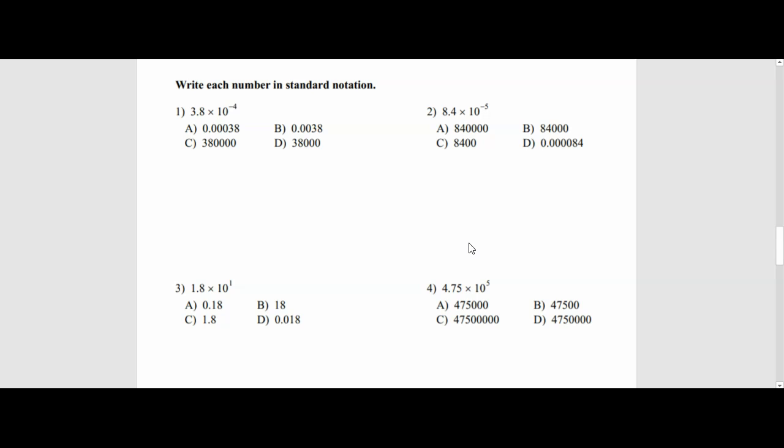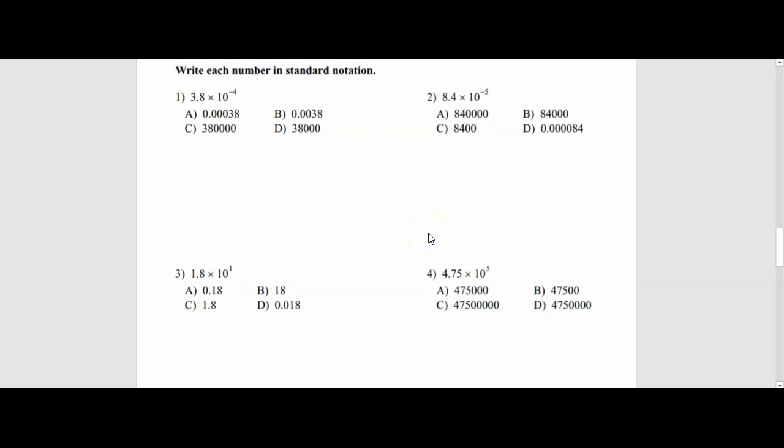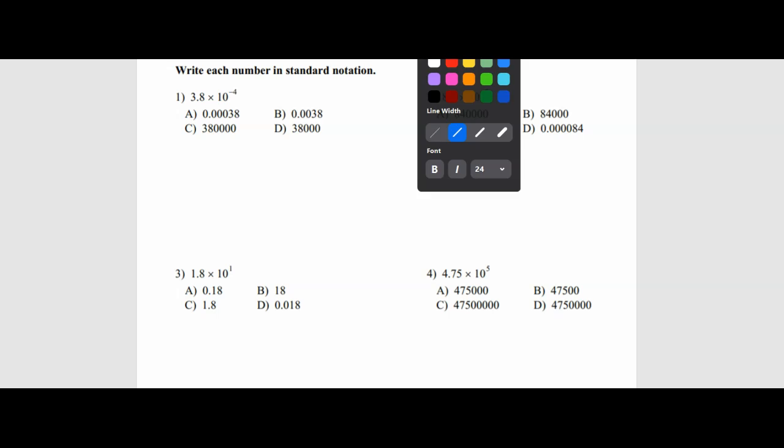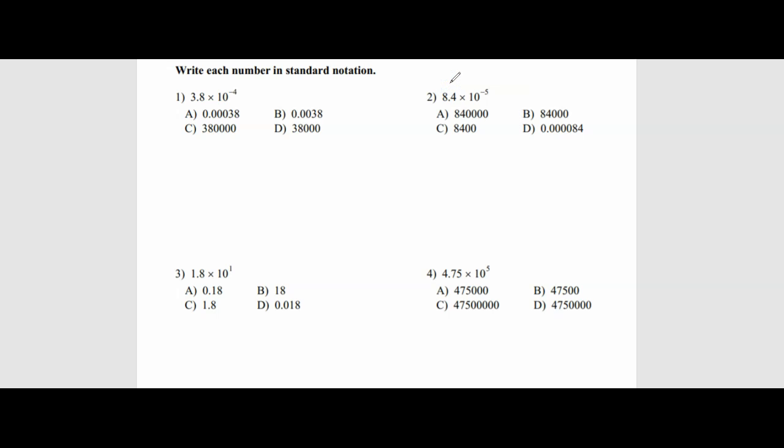So the first thing we're going to do is we have some multiple choice questions, and we want to write out the number. So we're given a number in scientific notation, and we want to write it out in long form. So we'll look at two examples. We'll look at one where our power of 10 is 10 to a negative power, and then we'll look at where 10 is to a positive power. So let's actually first look at number 4, because I think it's easier when there's a positive exponent on the 10 rather than a negative.